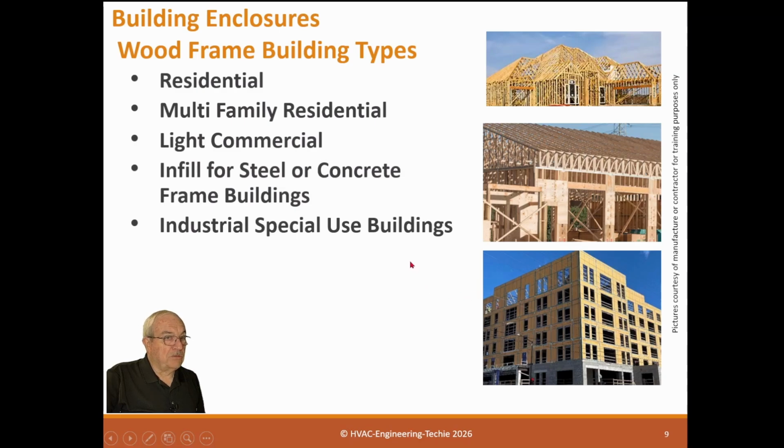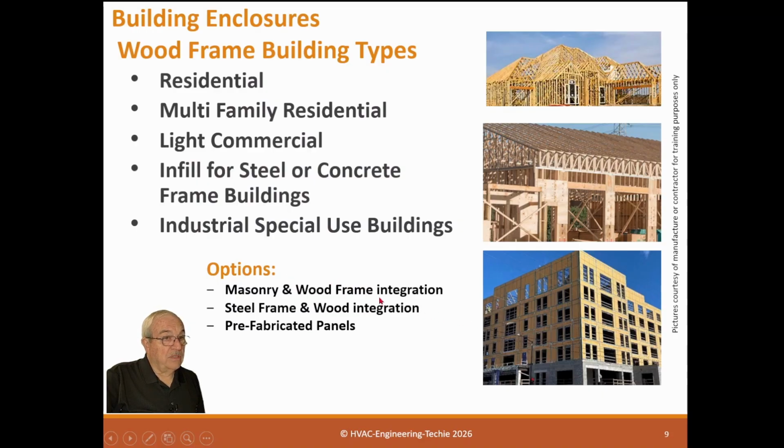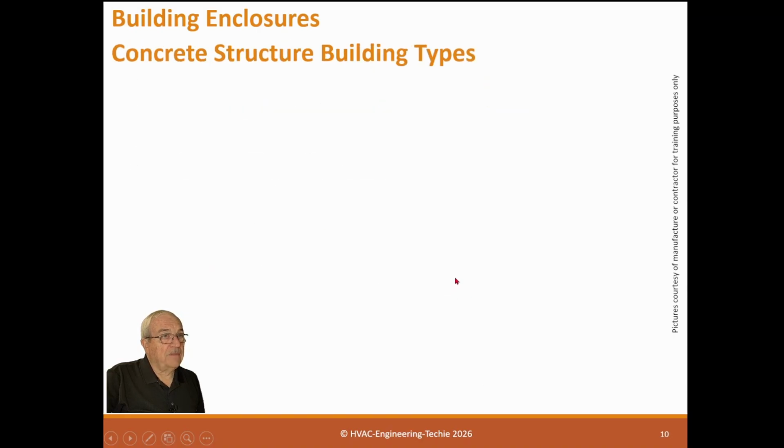Industrial special use buildings, not many industrial buildings are built out of wood, but a few are. And the options for wood are basically masonry wood frame integrations. So like this one, you have it integrated with masonry. Or it could be a steel structure and you have wood around it for wood structure. Prefabricated panels make it fast. If you prefabricate these wall panels and put them together, you can construct very fast because you can prefabricate the panels off-site.